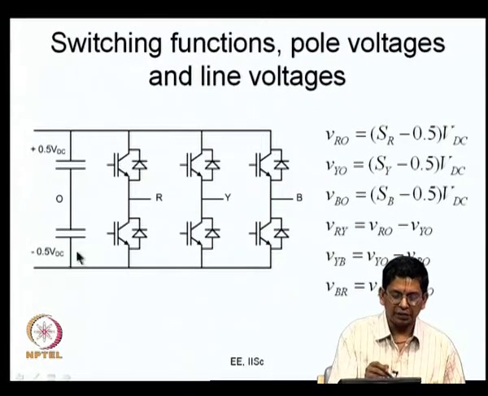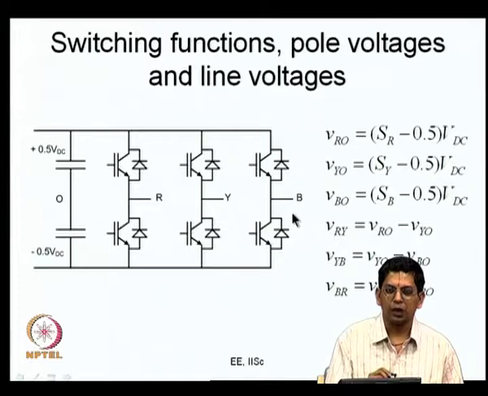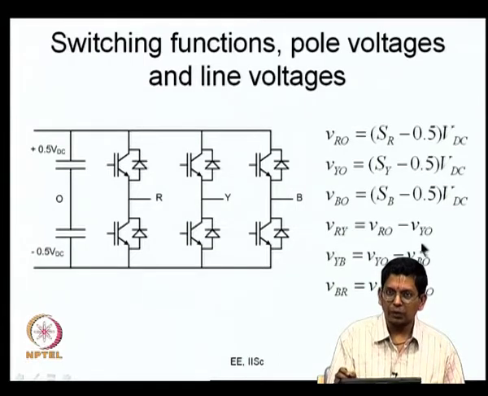So, given the DC voltage and the switching functions SR, SY and SB, it is possible for you to write down VRO, VYO and VBO. Next, you have the line to line voltages here. So, you have VRY. What is VRY? It is VRO minus VYO, and similarly, VYB is VYO minus VBO and VBR is VBO minus VRO. So, the pole voltages and line voltages are defined like this now.